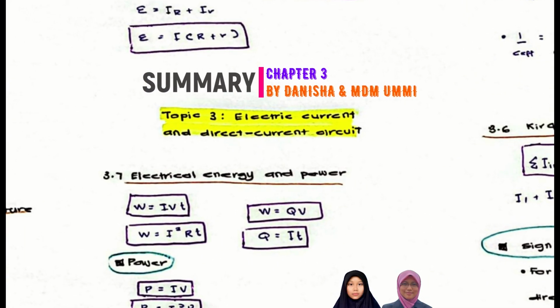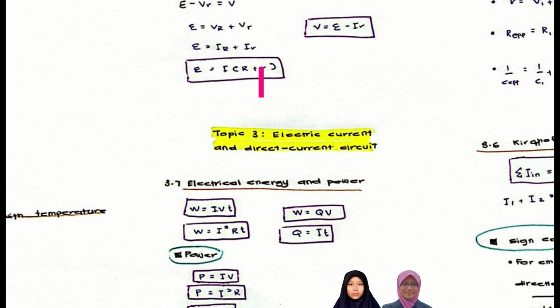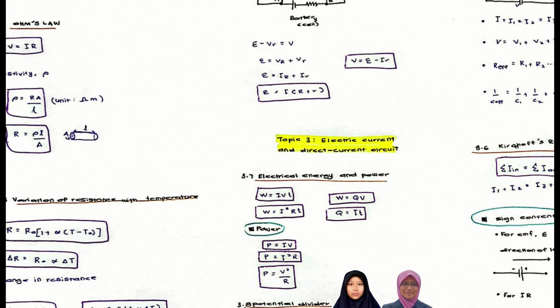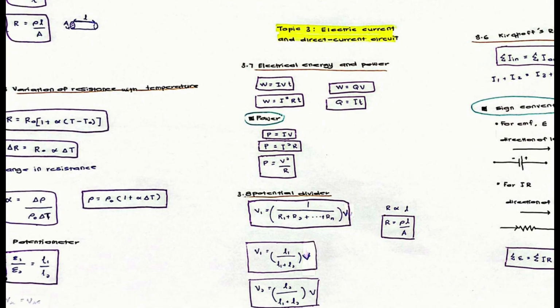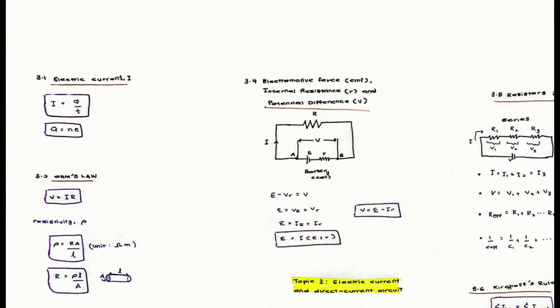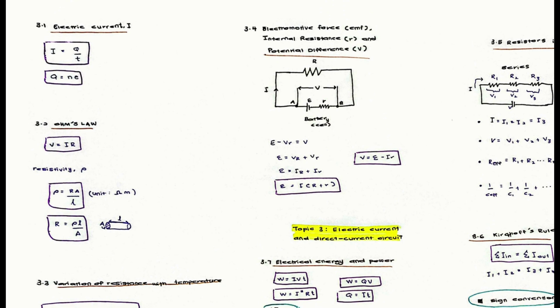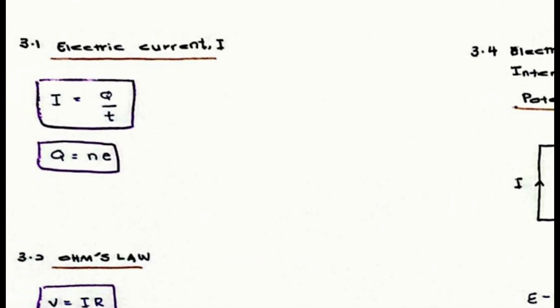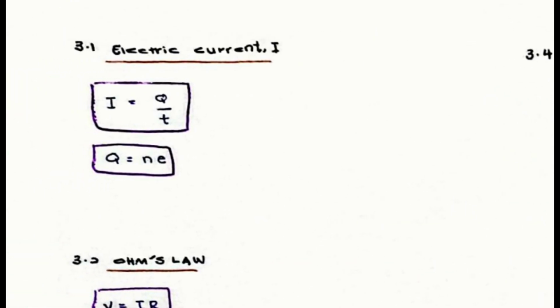So we continue with the chapter summary for chapter 3, that is electric current and direct current circuit. So we have quite a lot of subtopics for this chapter. Basically we have 9 subtopics to be discussed. So we start with 3.1. 3.1 is explaining the electric current.